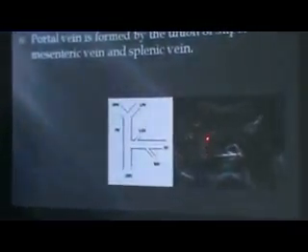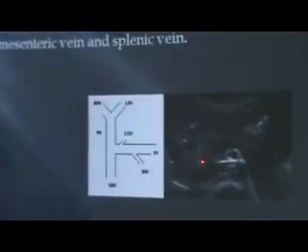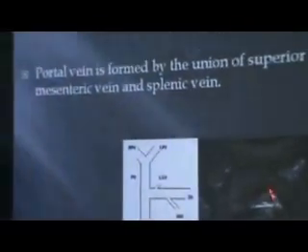You can see here in this diagram, this is the head of the pancreas. We have two anechoic tubular structures. The posterior one is the common bile duct and the anterior one is the gastroduodenal artery. So this was about the gastroduodenal artery.